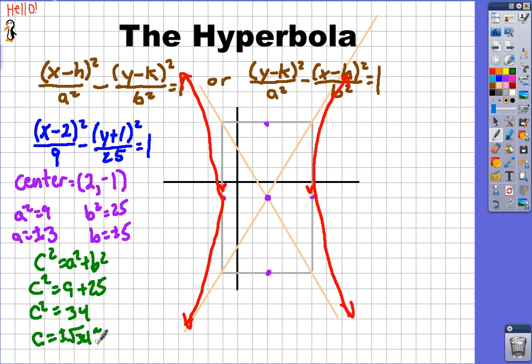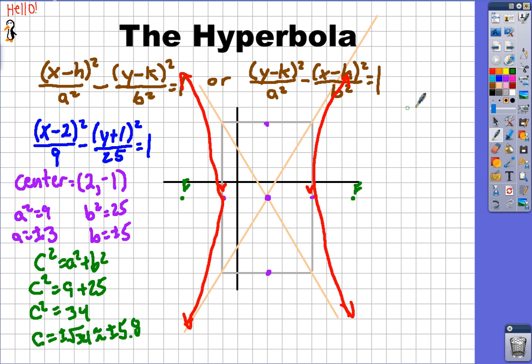4, which is approximately plus and minus the square root of 34. 5.8, we're going to say. So we'll call that approximately 5.8. Which means we would then go out 1, 2, 3, 4, 5.8. There's a focus. 1, 2, 3, 4, 5.8. There's another focus. So now we've got our graph that's been translated.